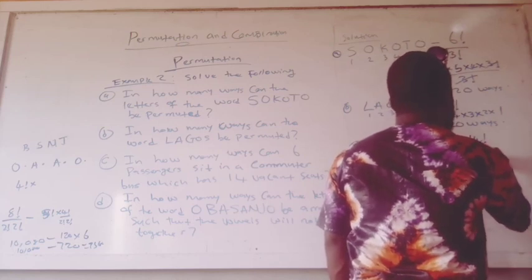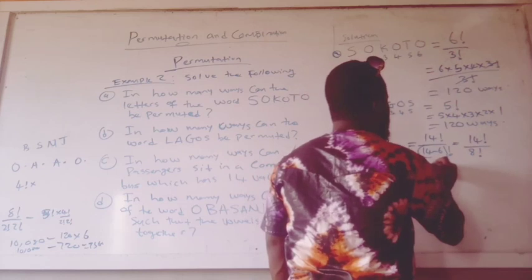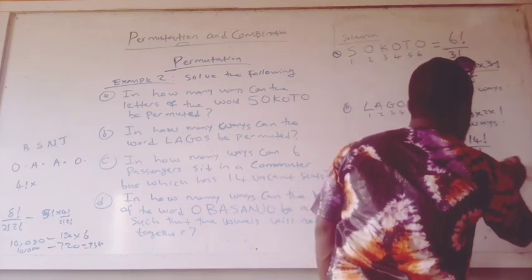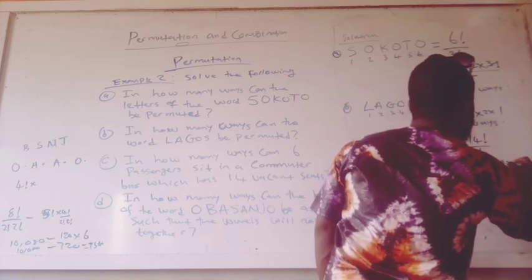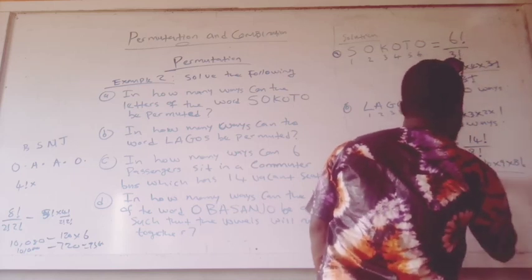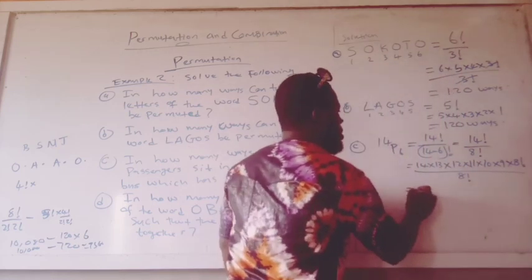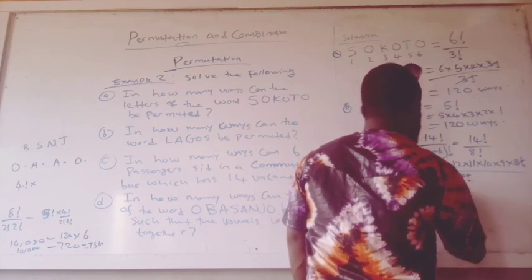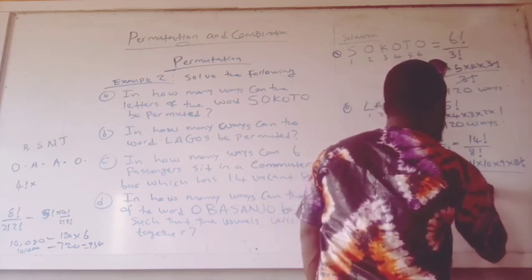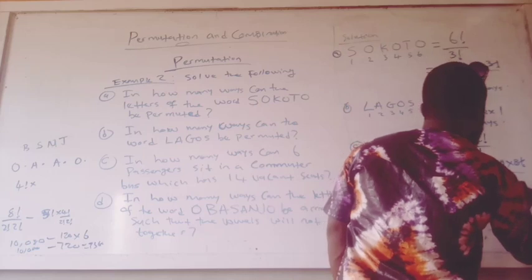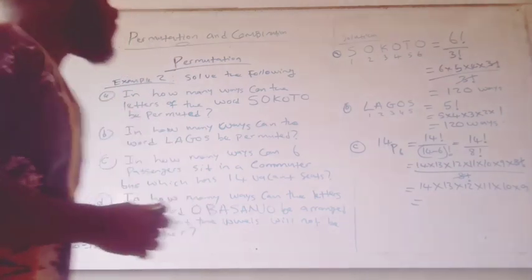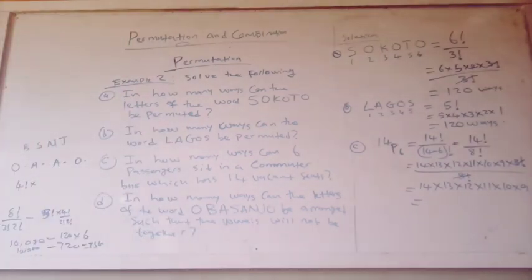which will give us 14 factorial over 8 factorial, and that is 14 times 13 times 12 times 11 times 10 times 9 times 8 factorial over 8 factorial. And this cancels this, that's 14 times 13 times 12 times 11 times 10 times 9. So what will be our answer when you do that?